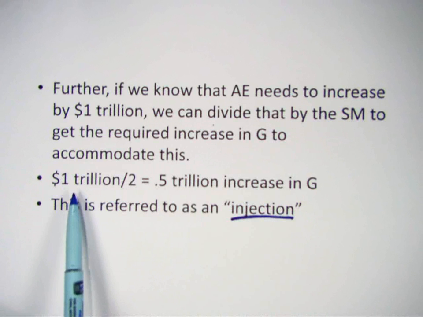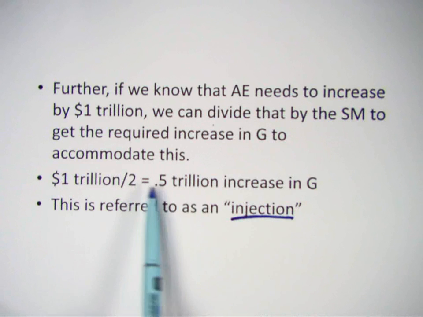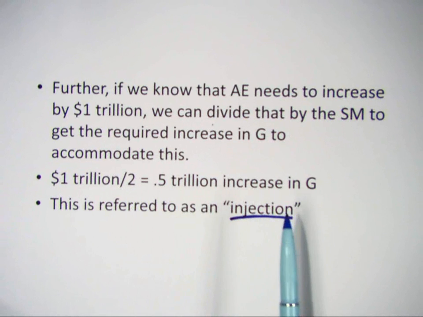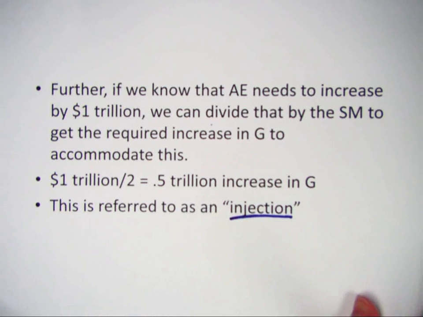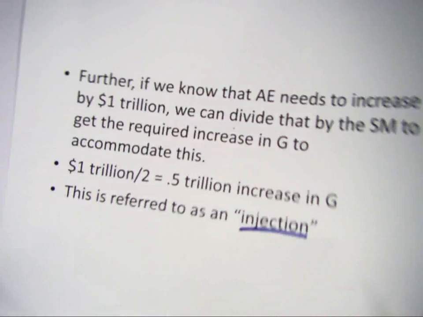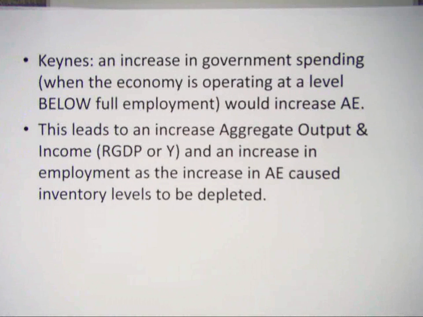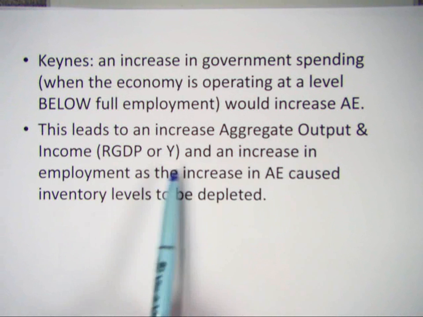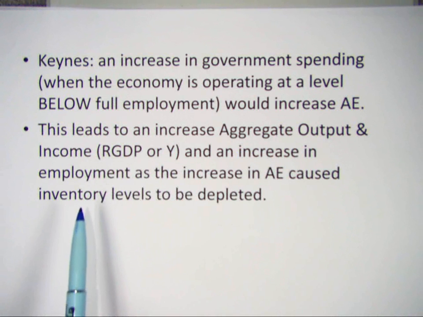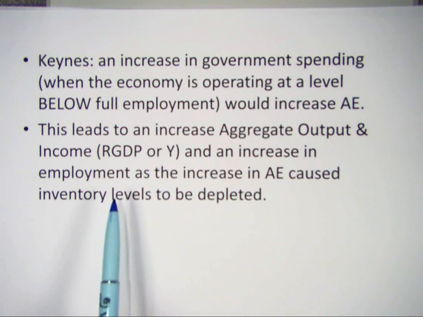Again, we took the $1 trillion, divided it by the spending multiplier, and got a 0.5 trillion necessary increase in government spending. That's referred to as an injection, a government injection, or an economic injection. Now, Keynes argued that an increase in government spending, again, the warning is here, when the economy is operating at a level below full employment, would increase aggregate expenditures.